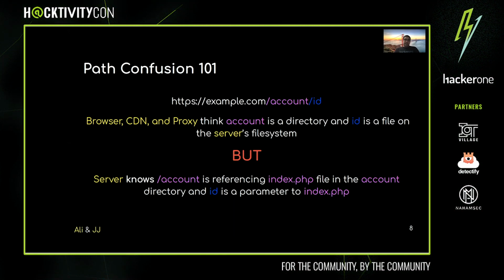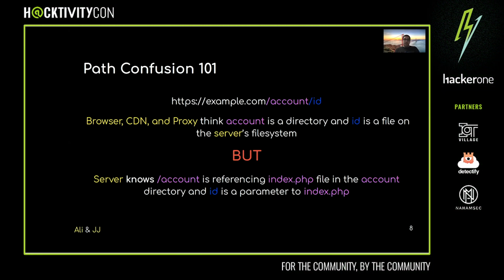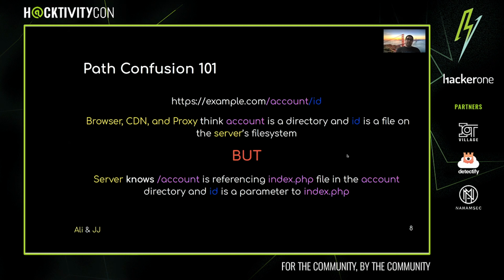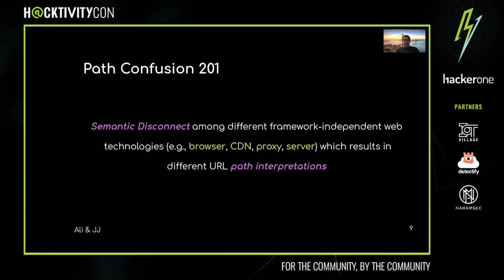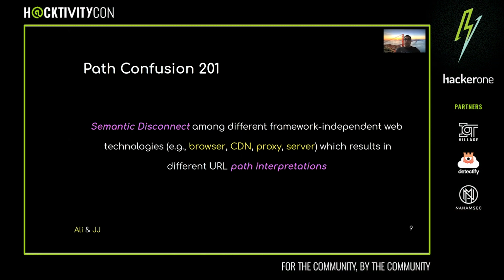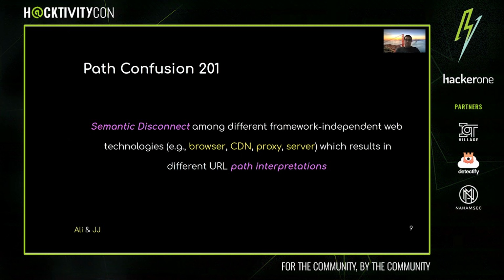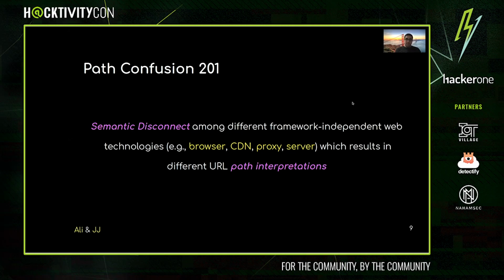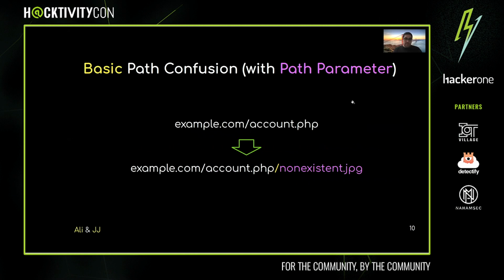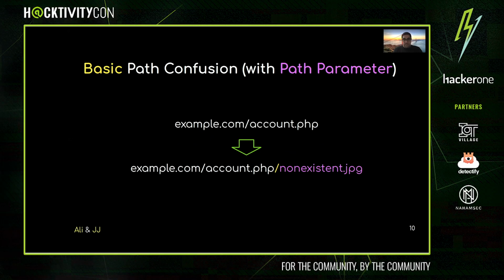Formally, path confusion is a semantic disconnect among different, framework-independent web technologies such as the browser, CDN, proxy, and server, which technically results in different URL path interpretations. In other words, web servers parse, process, and interpret URLs in a way that is not clearly reflected in the externally visible URL string, which could be confusing to others, such as the CDN, the browser, and the proxy.